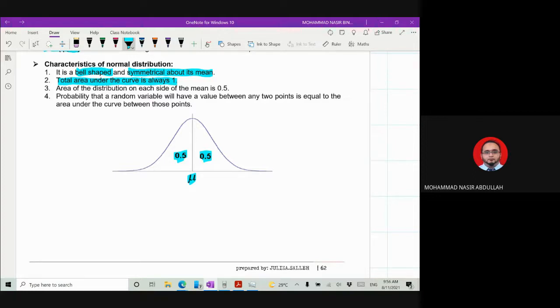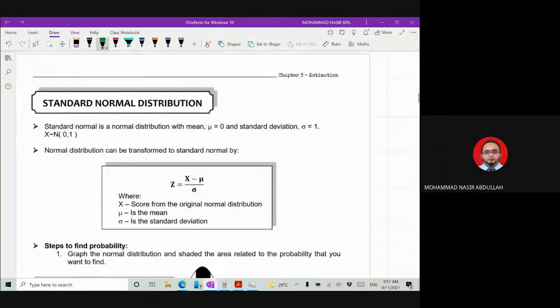So why 1? Because we are measuring the distribution in terms of probability. So the probability of X should lie between 0 and 1. It cannot be a negative probability value. But for the normal distribution, the value of X can be from negative infinity to infinity, right? So this is the normal distribution.